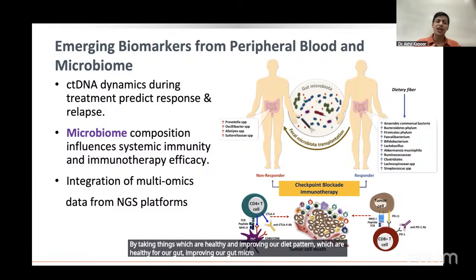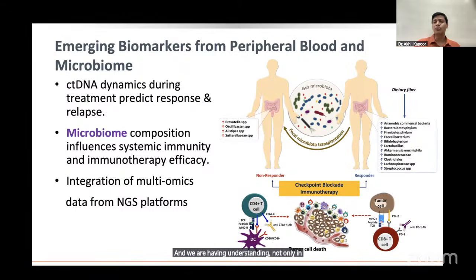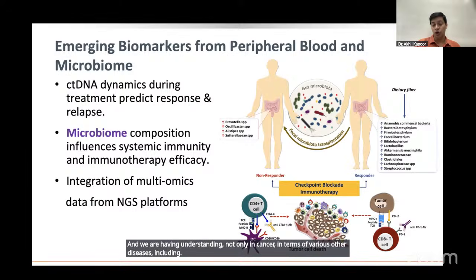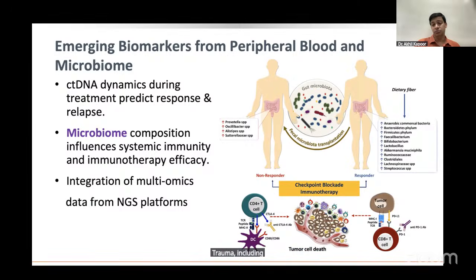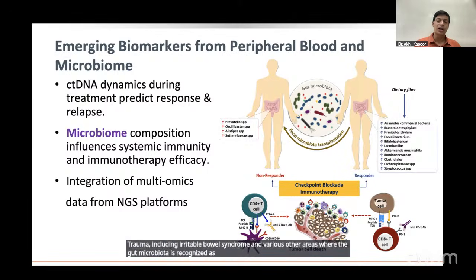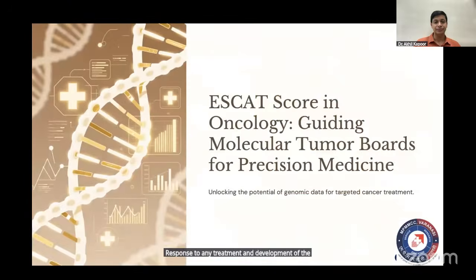This is very rapidly evolving, and we are gaining understanding not only in cancer but in various other diseases, including trauma and irritable bowel syndrome, and various other areas where the gut microbiota is recognized as a very important biomarker of response to any treatment and of development of the disease per se.